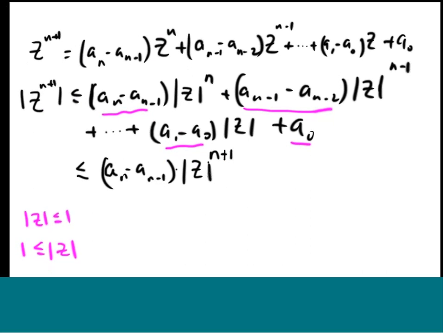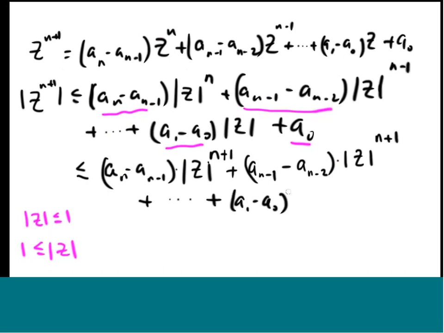Right? Just bigger. So An minus 1 and minus, those are wrong. An minus 2, then Zn. Everything goes to Zn plus 1, okay? Then A1 minus A0 still goes to Zn plus 1. And plus A0 even goes to Zn plus 1.